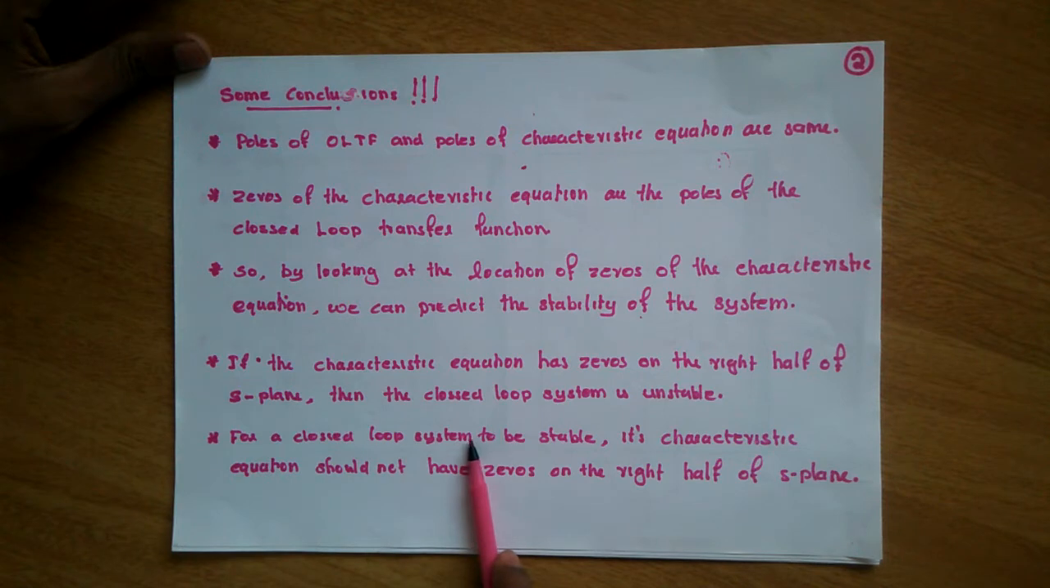For a closed loop system to be stable, its characteristic equation should not have zeros on the right half of S-plane. That in turn means that the closed loop transfer function should not have poles on the right half of S-plane.